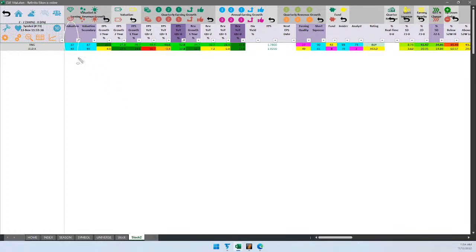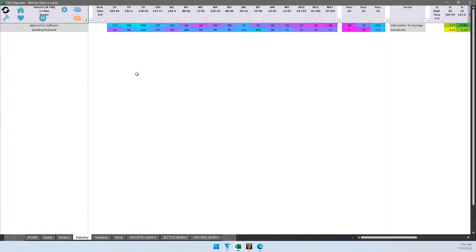Undervalued, valuation in bullish color, and with earnings growth. Incidentally, both of them also have short squeeze potential. Well, let's look at these two stocks, industries, RNG and JELD. What about their industries? Scorecard, that is from QH. Application software, building products. Not as strong as I would like.